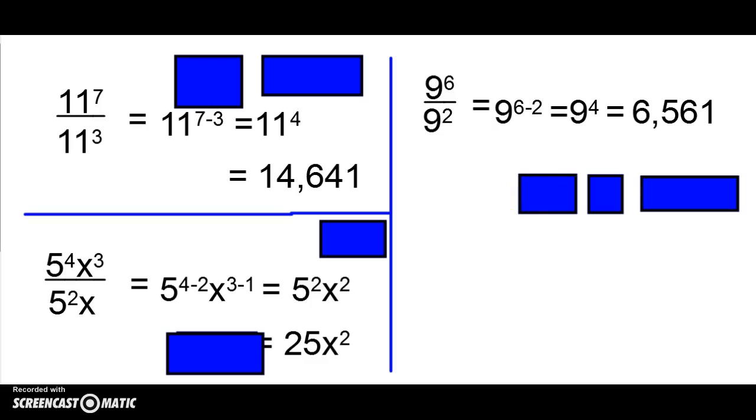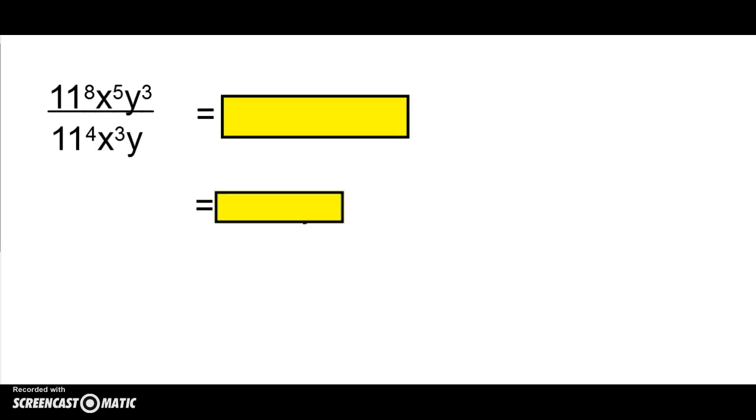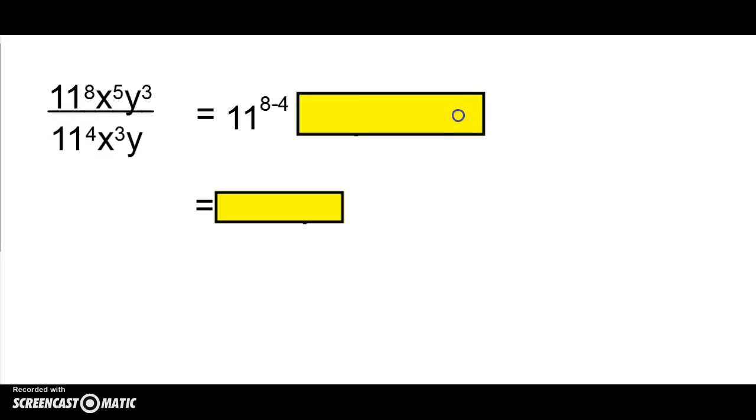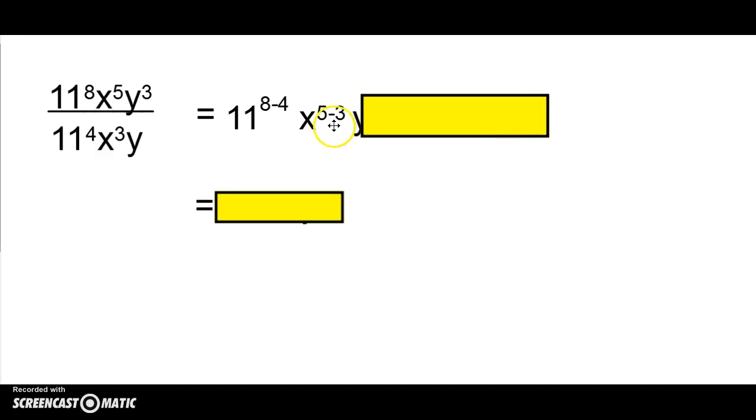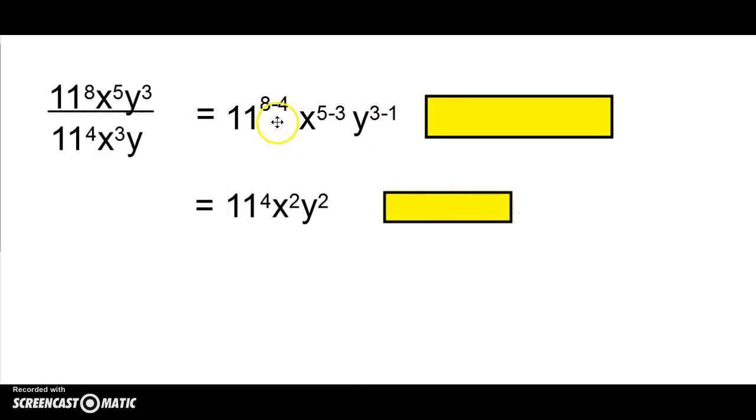All right. Here you have 11 as the common base. So you would have 11, 8 minus 4 in the exponent. You keep the common base of the x and have x to the 5 minus 3, and then y to the 3, and you just know there's that 1 there. So you'd say 3 minus 1. So you'd have 11 to the 4th times x squared times y squared.